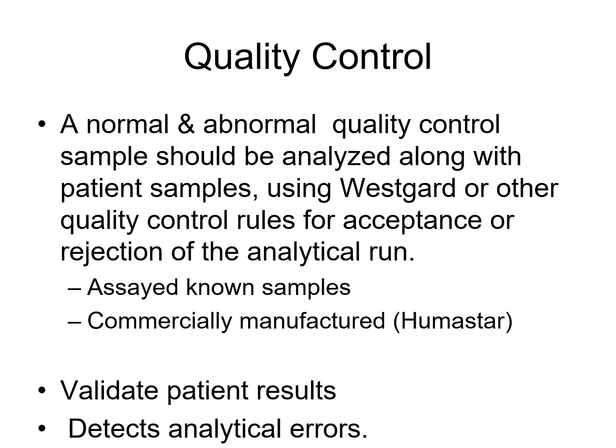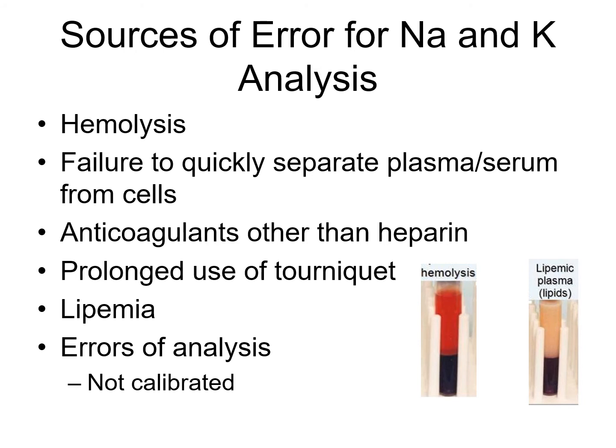So we have here the quality control concerns. It's the same thing as for other substances. Listed in this slide are the different possible sources of error for the analysis of sodium and potassium. For example, hemolysis: if we use hemolyzed samples, that can lead to falsely elevated potassium levels because of the distribution of potassium and sodium inside and outside the cell.